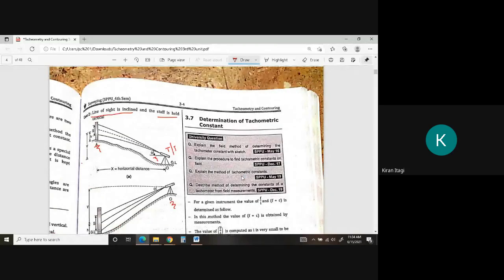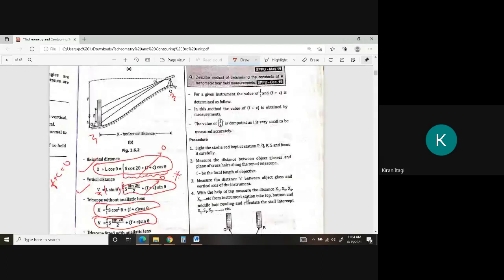Okay, determination of tachymetric constant. For a given instrument, the values of f upon i and f plus c are determined as follows. Whenever you start a numerical, it will mention that f upon i equals 100 and f plus c equals 5, 10 or 0, sometimes like this. So how do you get these constants? That is what we are going to determine now: how the constants are measured.